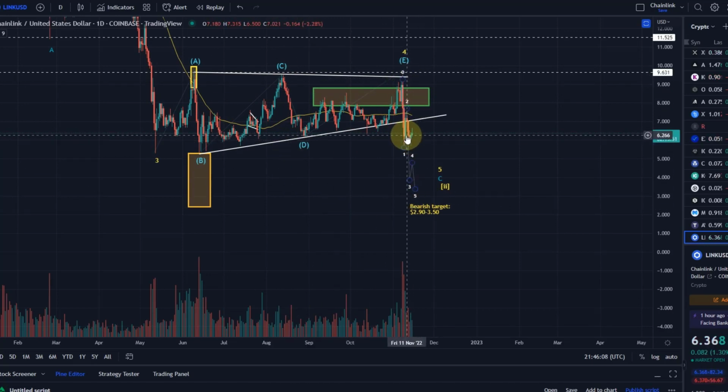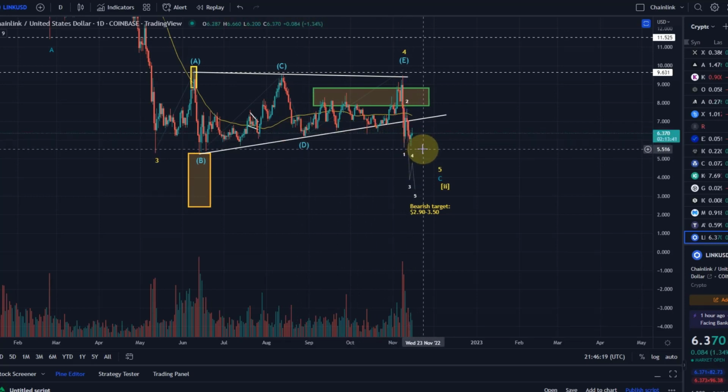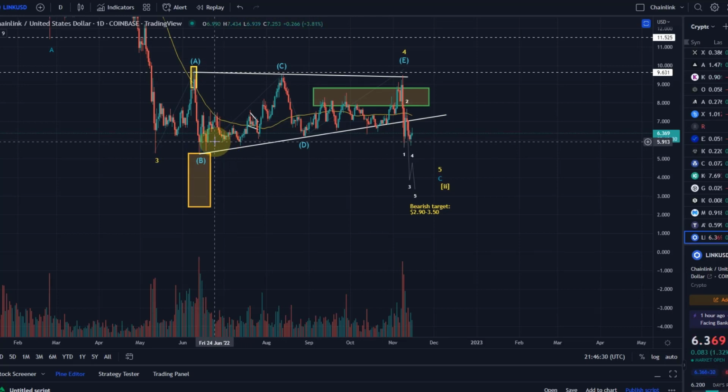But you want to first of all get an indication that it's really broken by breaking below the wave D low. That's the first indication it's broken, which we did. But the confirmation will really only be obtained as soon as we go below the low of the wave B. That is at around $5.30. I've been waiting for that for a while. We're still not there, but very close. I've got a bearish target there, 290 to 350. That would be the ideal target, but let me tell you, we don't really need that.